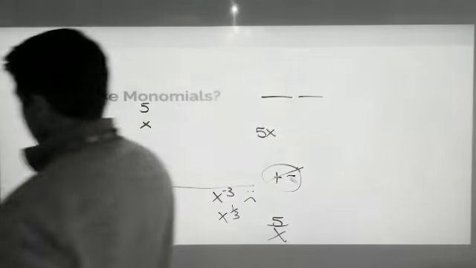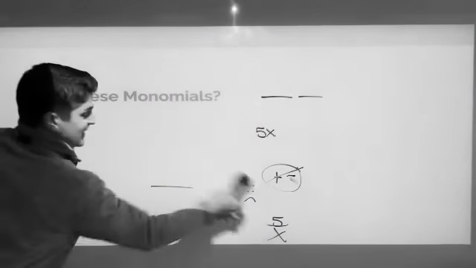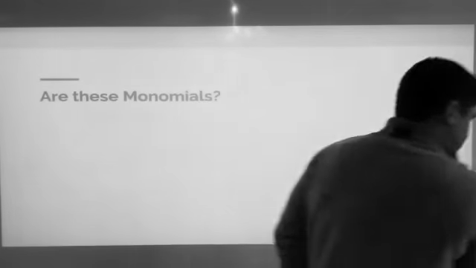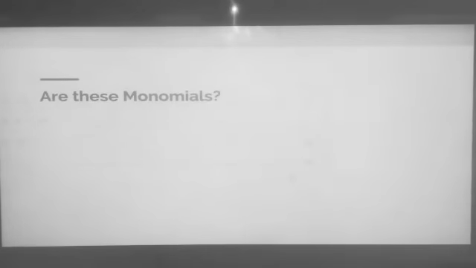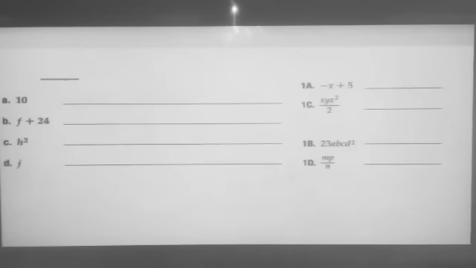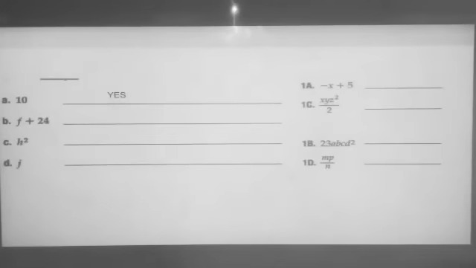Are these monomials? Well, 10 is a number, so in this case, 10 is a monomial. F plus 24 has an addition sign there, so this is not a monomial. H squared? Absolutely. And what about J? It's a variable, so it should be, and it is.